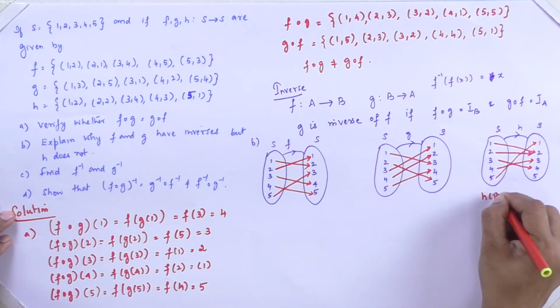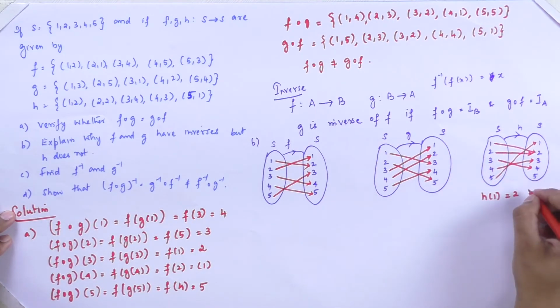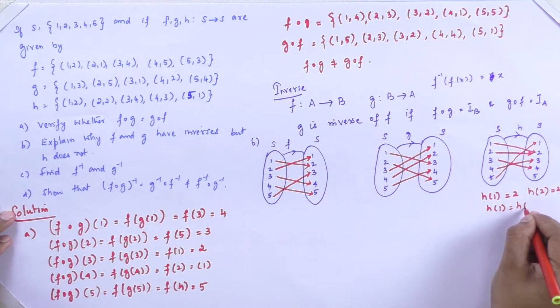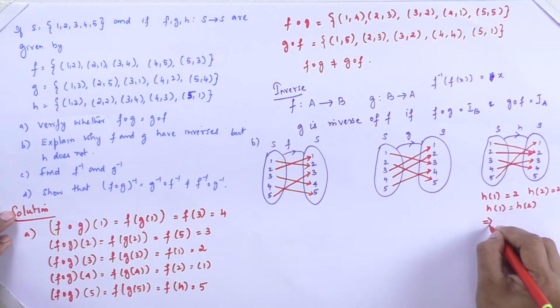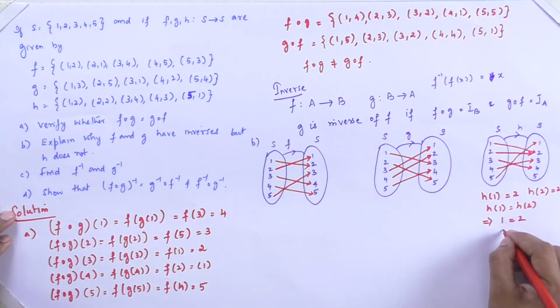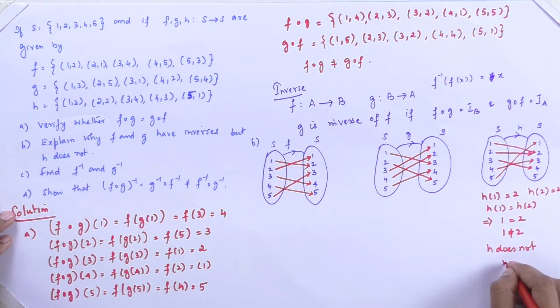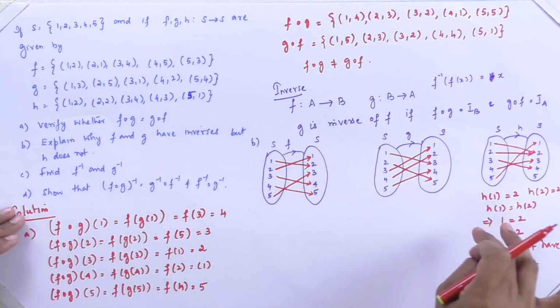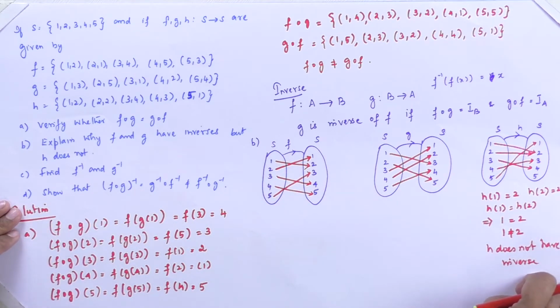of 1 is mapped onto 2 and H of 2 is again mapped onto 2. So here what do we say? H of 1 is equal to H of 2. This would imply that 1 is equal to 2, but it is not true, because 1 is not equal to 2. So therefore H does not have the inverse. Whereas here each and every element is distinctly mapped and these two have inverses. That is why H does not have the inverse here.